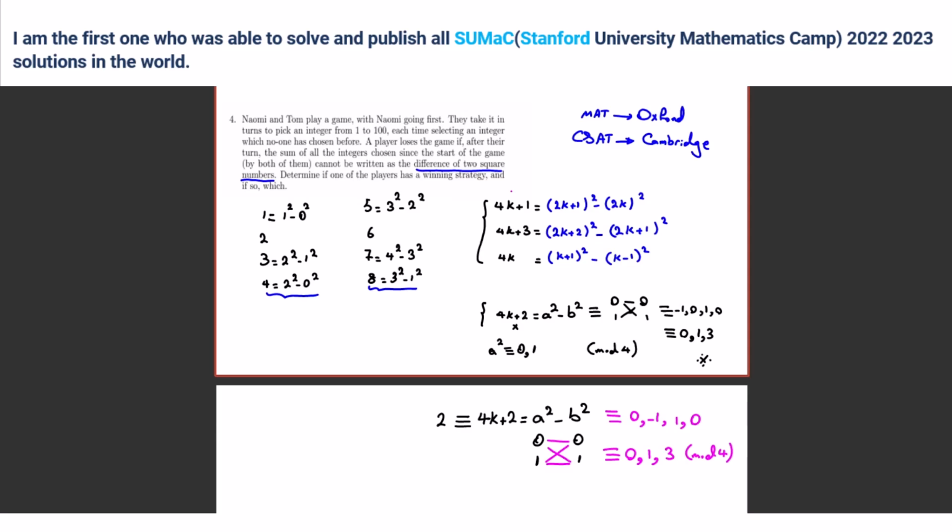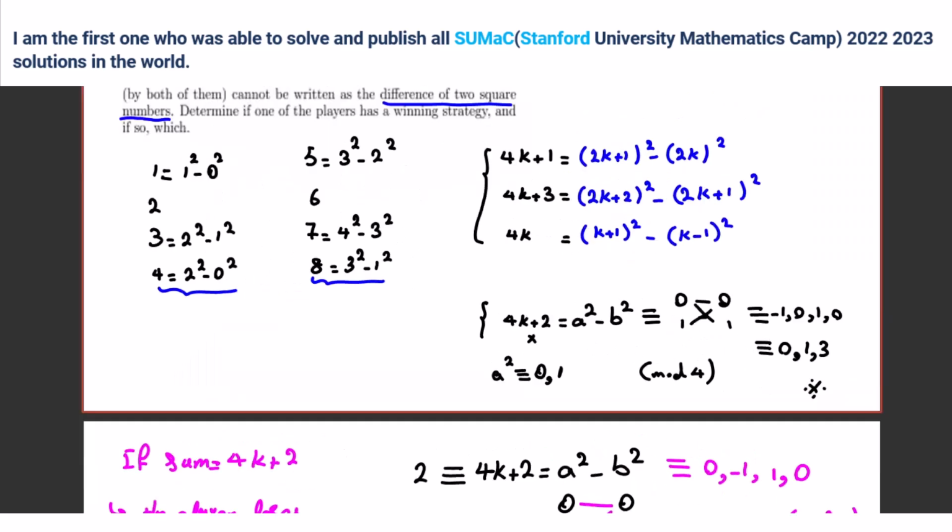If the sum is 4k plus 2. Exactly. So if the sum is 4k plus 2, the player loses the game, right? Yeah. Okay, now our numbers are 1 to 100. Now we want to see who has a winning strategy, right?